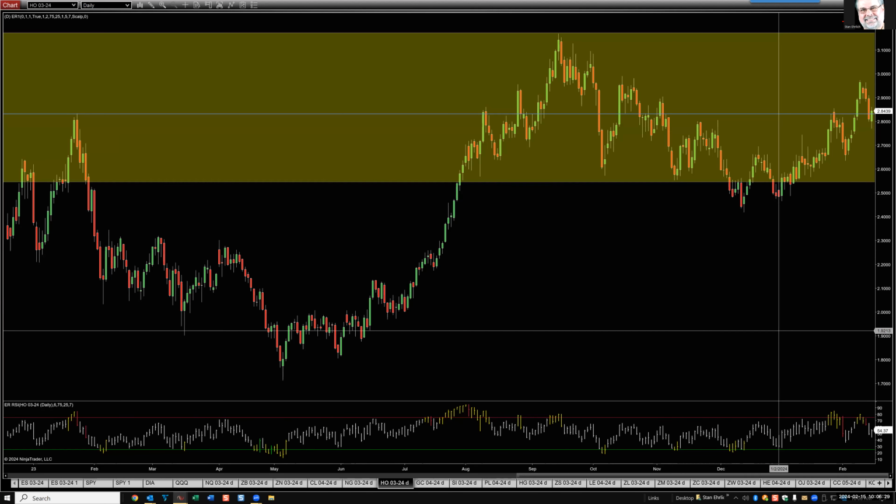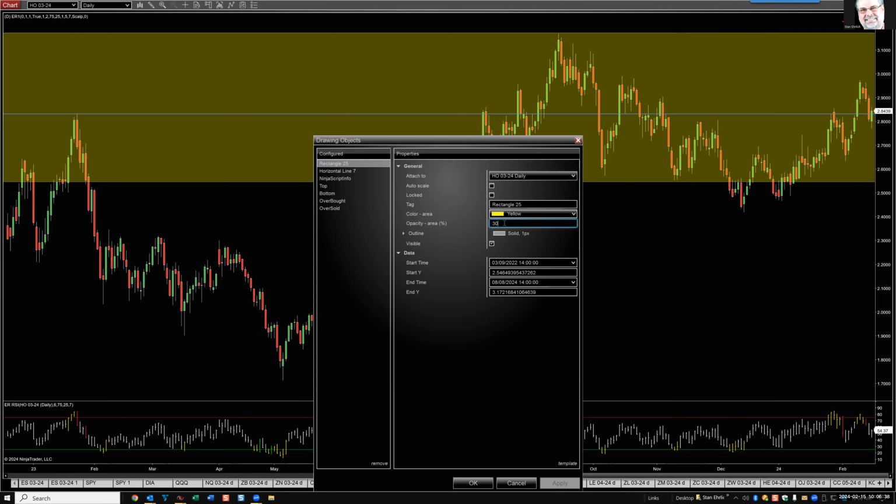Next chart, heating oil. A wide, wide, wide area of resistance. I'm probably going to do something here. This is a little bit too much. Let's make this 20 opaque-wise.